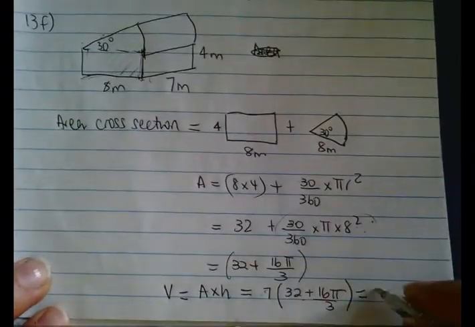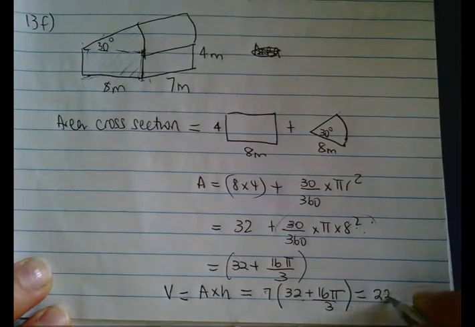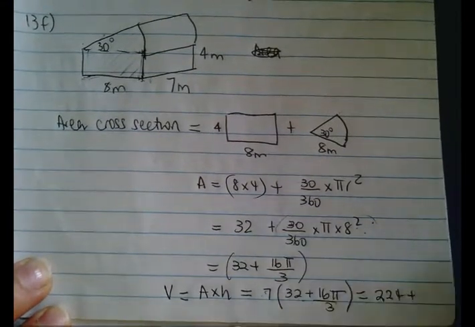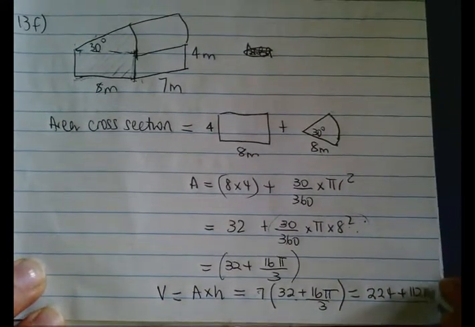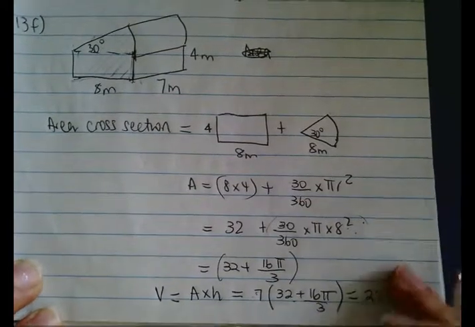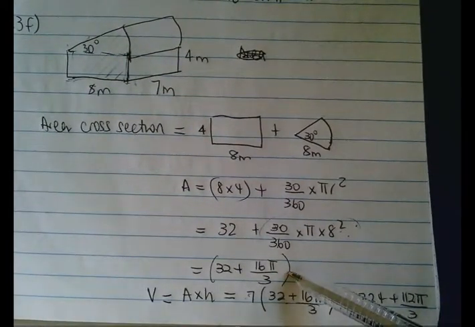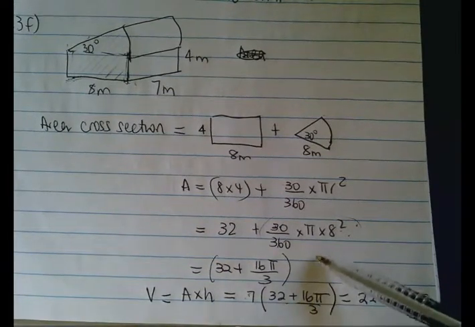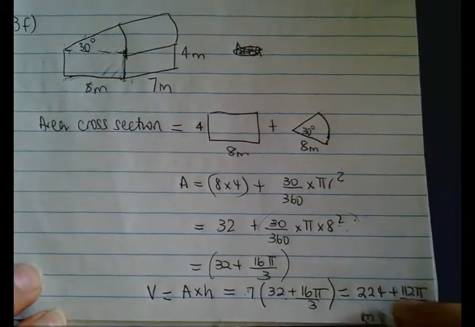So we would multiply if we had to. What's 7 times 32? It's 224 plus 7 times 16, 112, pi over 3. That is an exact answer, but girls, of course, you know you could just get that answer on your calculator and times it by 7. All right? Units, meters cubed.